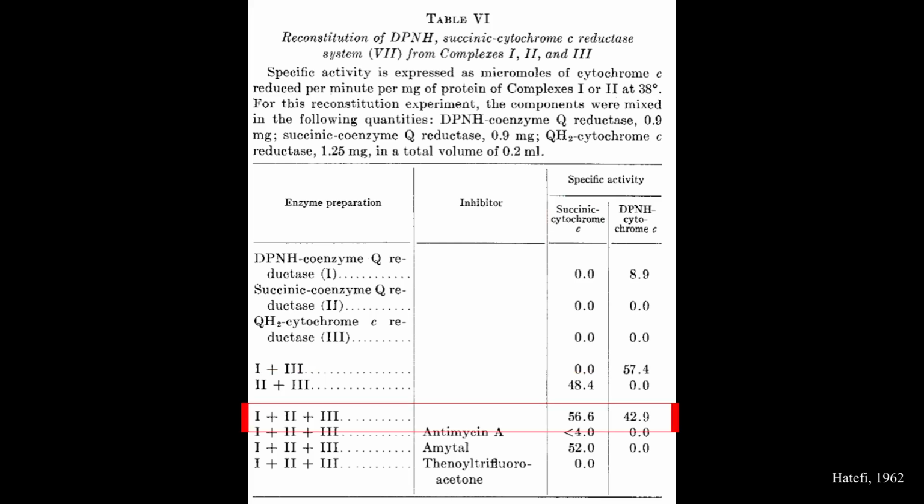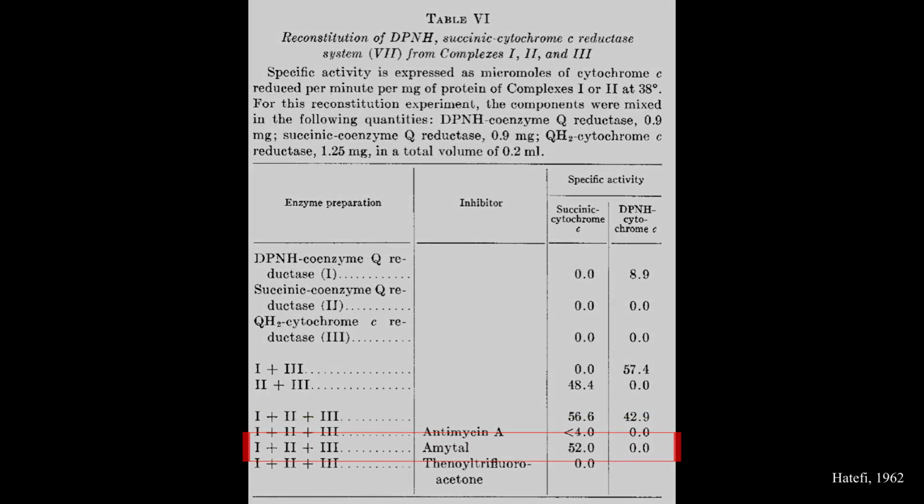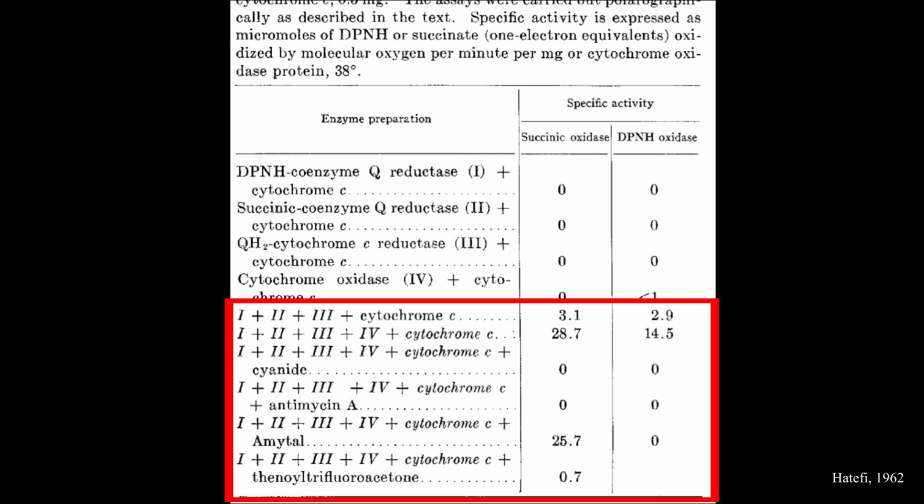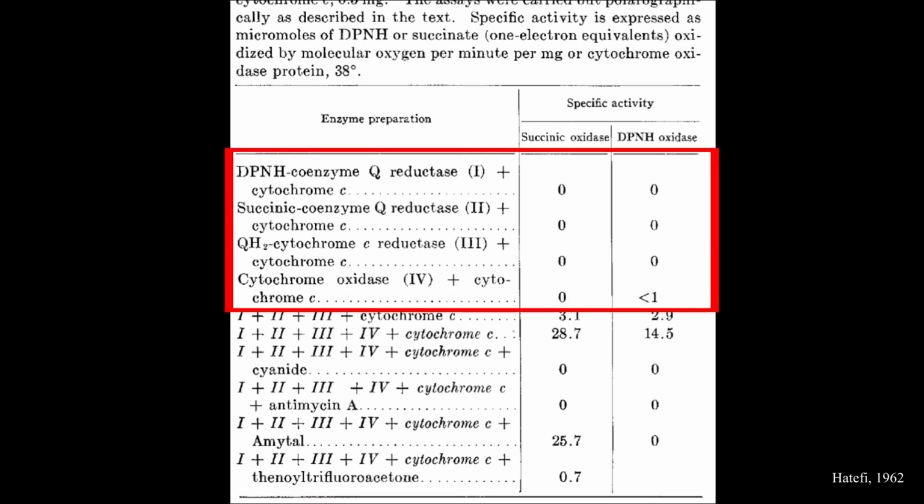And both systems were activated when all 3 components were incubated together, and these were both inhibited by antimycin A, but only the NADPH cytochrome C reaction was inhibited by amytal. These same combinations were sufficient to reduce oxygen if complex 4 and cytochrome C were included, and the italicized conditions were those in which the enzymes were mixed at high concentrations, whereas the other conditions weren't.